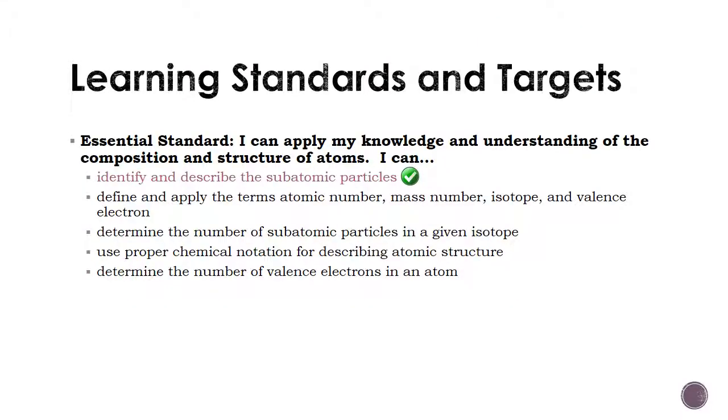So going back to our learning standards and targets here, we're working on the essential standard of being able to apply knowledge and understanding of the composition and structure of atoms. We hit this first learning target, identifying and describing subatomic particles, and we started this second learning target, looking at the term atomic number. In our next lesson we'll look at these next terms: mass number, isotope, valence electrons. We'll also take a look at, in some ways, all the rest of these learning targets in the next lesson.